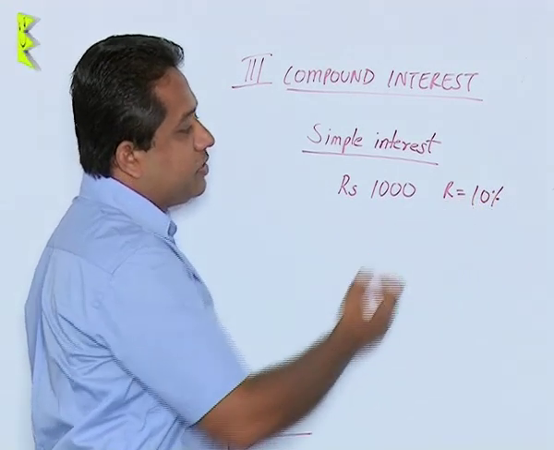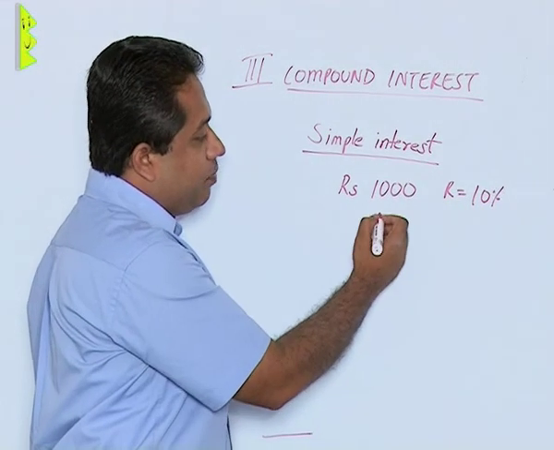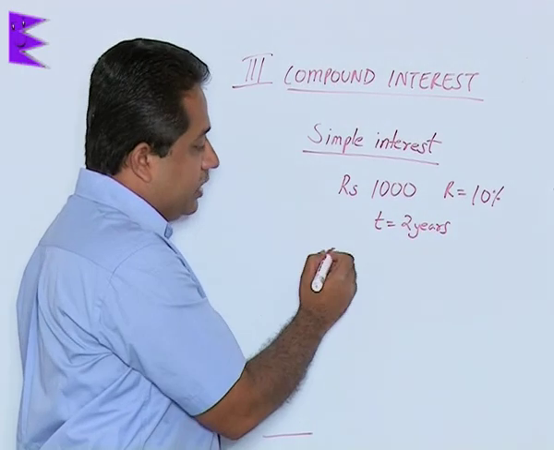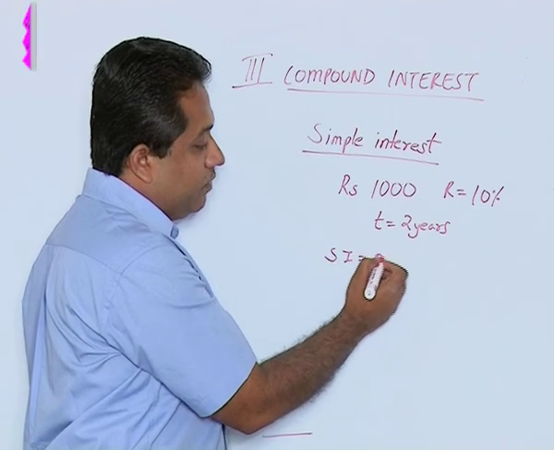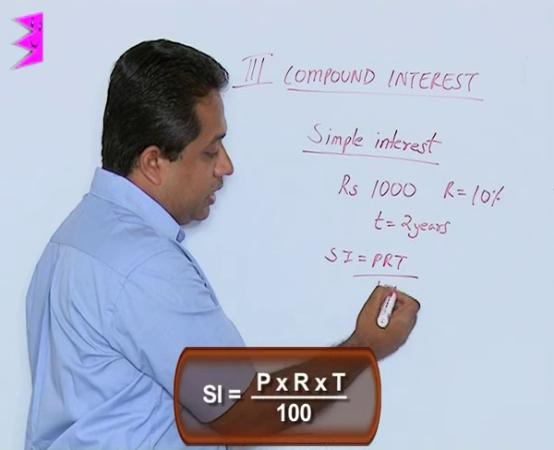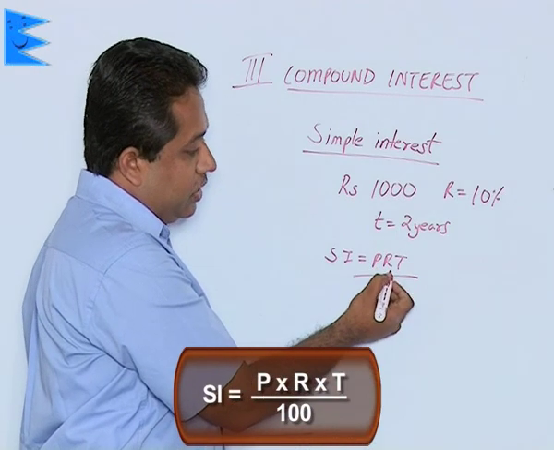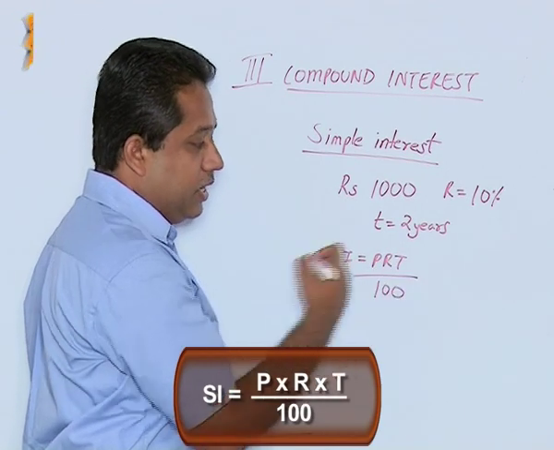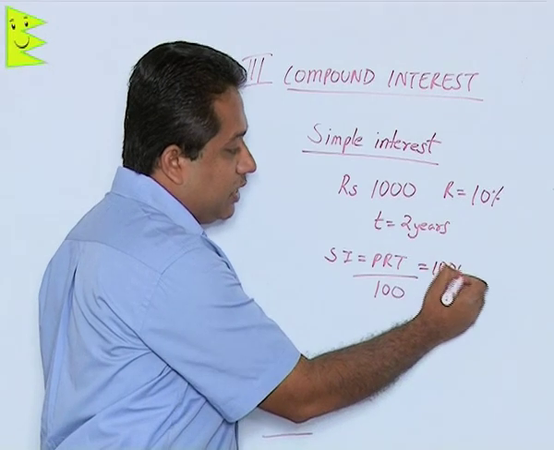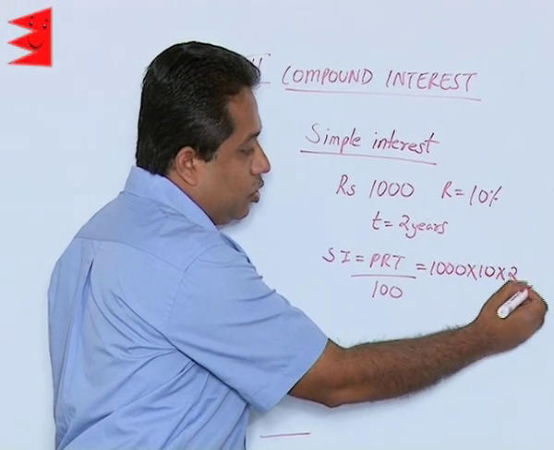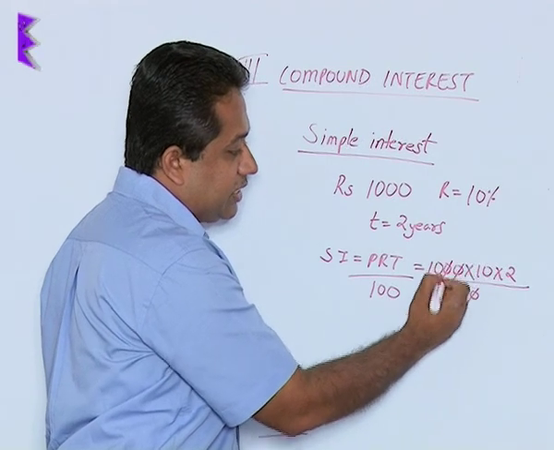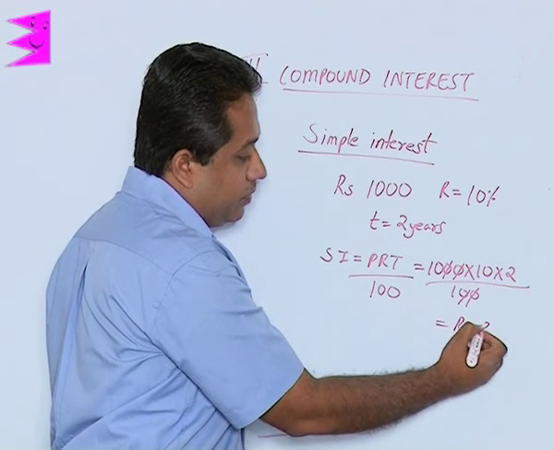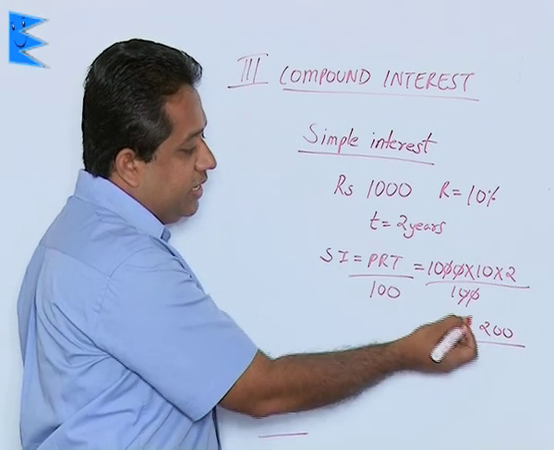Let's say that you are depositing it for 2 years in a bank. Now, if we are calculating the simple interest, we are going to use the formula PRT by 100, where P stands for the principal, R stands for the rate, and T stands for the time. So, principal into rate into time by 100. This becomes 1000 into 10 into 2 upon 100, zeros get cancelled, 10 into 10 is 100, 100 into 2 we get 200.